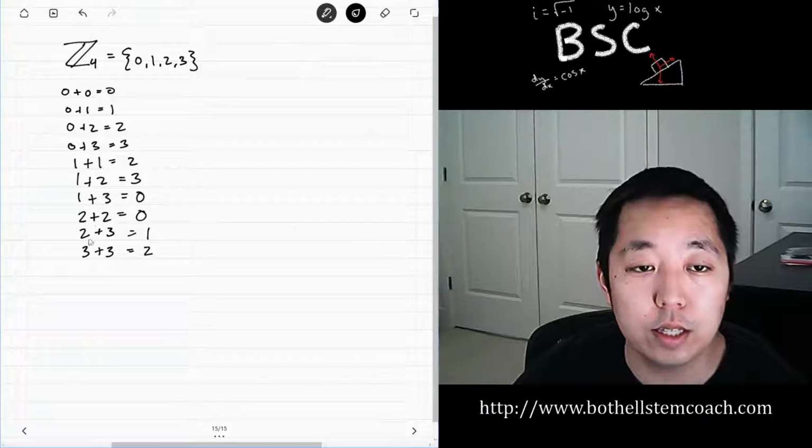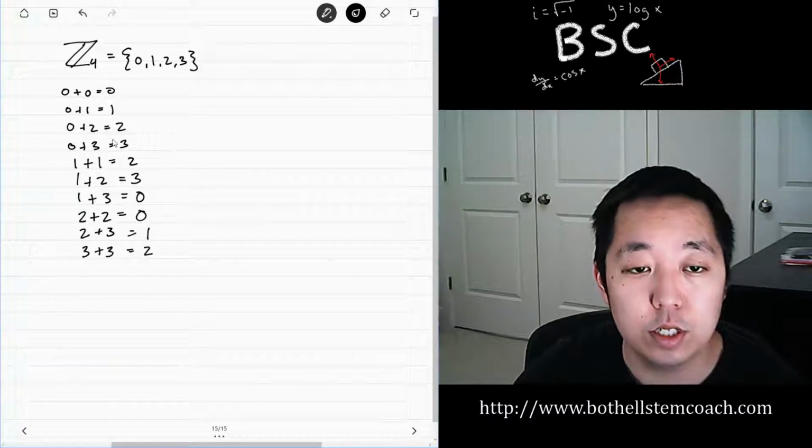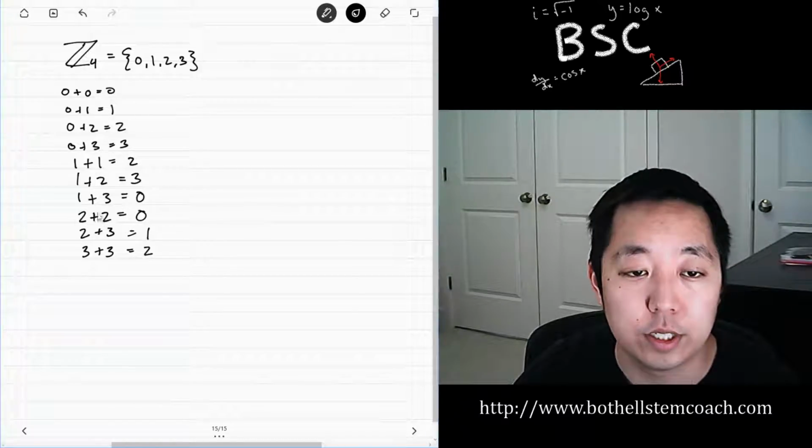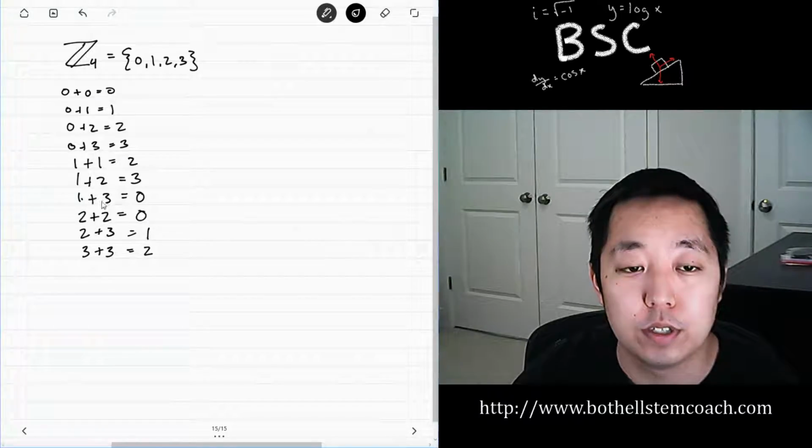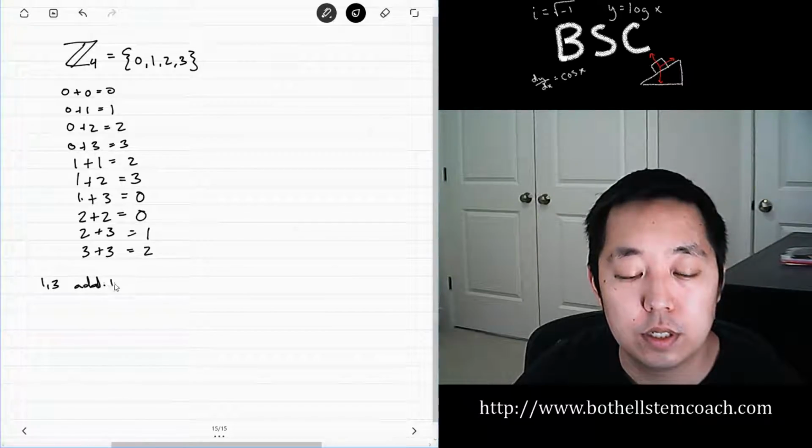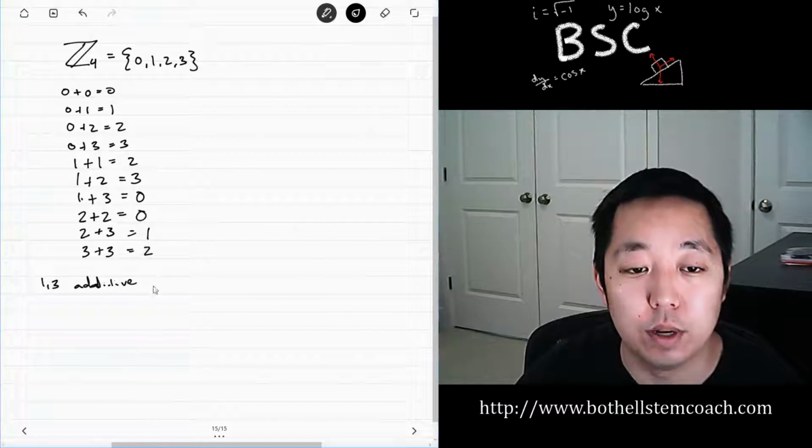Okay, so let's look at the properties of these. These look pretty straightforward. The numbers are not very tricky. 1 and 3 are additive inverses, and 2 is its own additive inverse. So 1 and 3 are additive inverses because they sum up to 0.